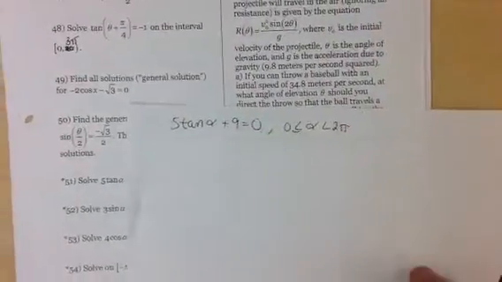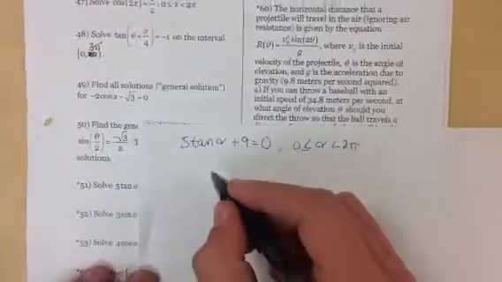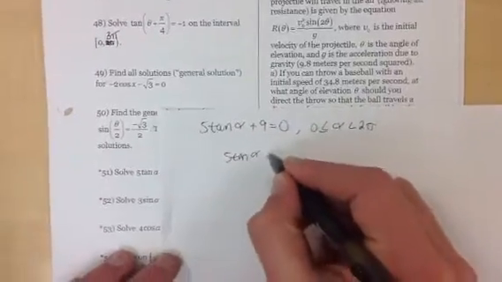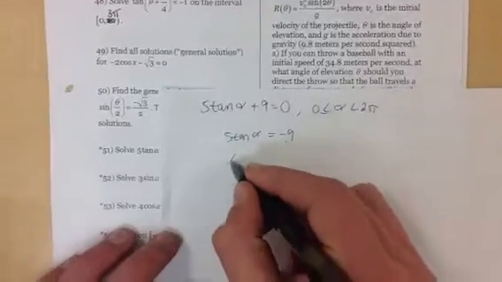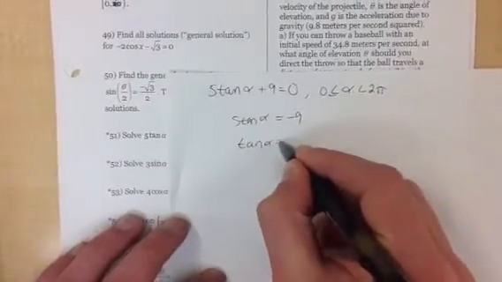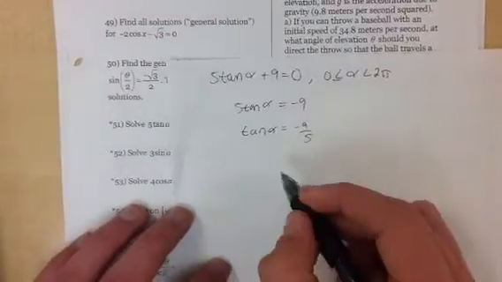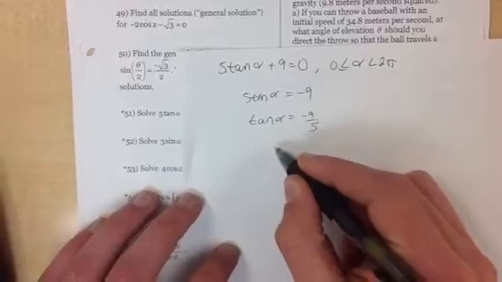Okay, we're doing 51. The first thing we want to do is single out alpha. So we subtract 9. The next thing we do is divide by 5. And then last, you want to get tangent to the other side, so you do the inverse tangent of negative 9 over 5.